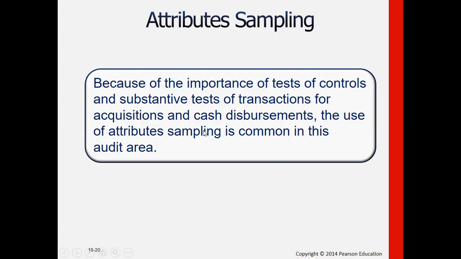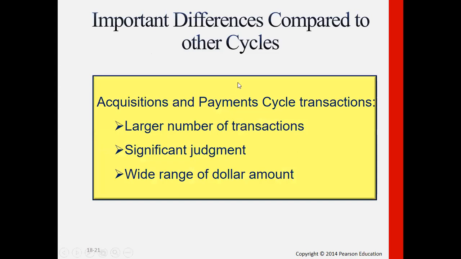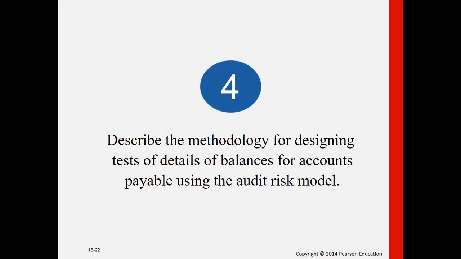Then attribute sampling would be the sampling based on the characteristics of the population. So we focus on the qualitative characteristics, not on the quantitative or financial amounts. And this is a common practice in this area, especially for acquisitions and payments. Then the differences of APC transactions compared to others. As what I've said, there are larger number of them. Then this requires significant judgment because of the number, which is large, and normally the amounts also will be wide. By the way, I said a while ago that attribute sampling is common, but it doesn't mean that we cannot do also the other one, which is variable sampling, in that it is focused also on the values.